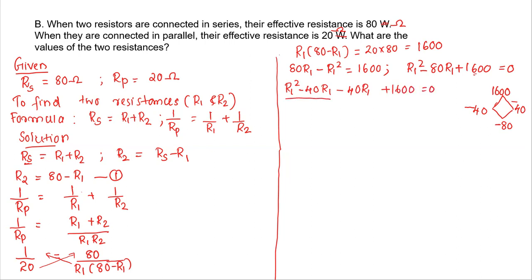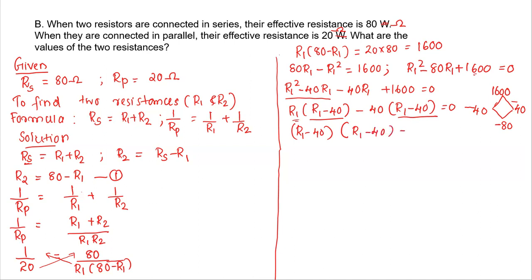Okay. From the first two, what is common? R1 is common. Take R1 common. Then what is remaining? R1 minus 40. Okay. So the next term, what is common? 40 is common. We'll take minus 40 common. Then what is remaining? R1 minus 40, is equal to 0. Now in this, which is common? R1 minus 40 is common. Take R1 minus 40 common. Then here what is there? R1 is there minus 40 is equal to 0.